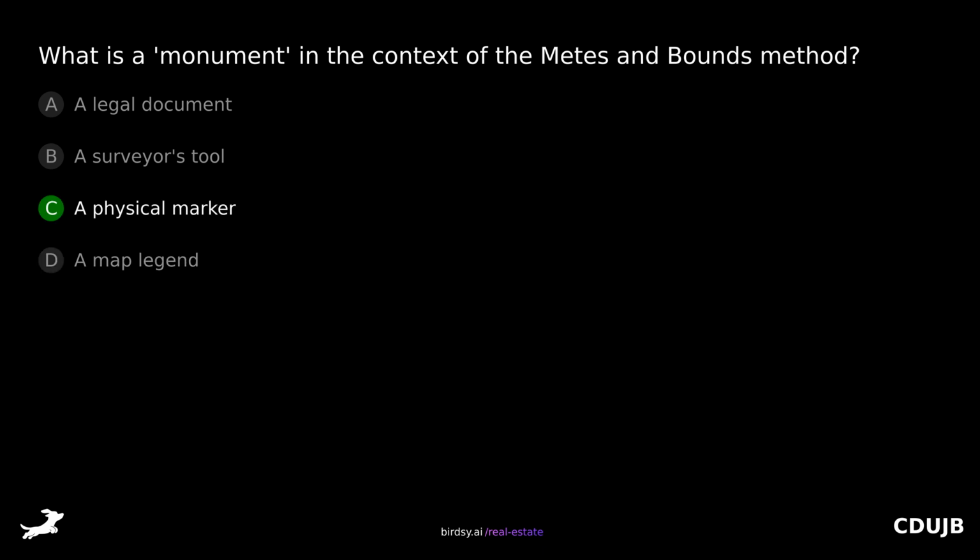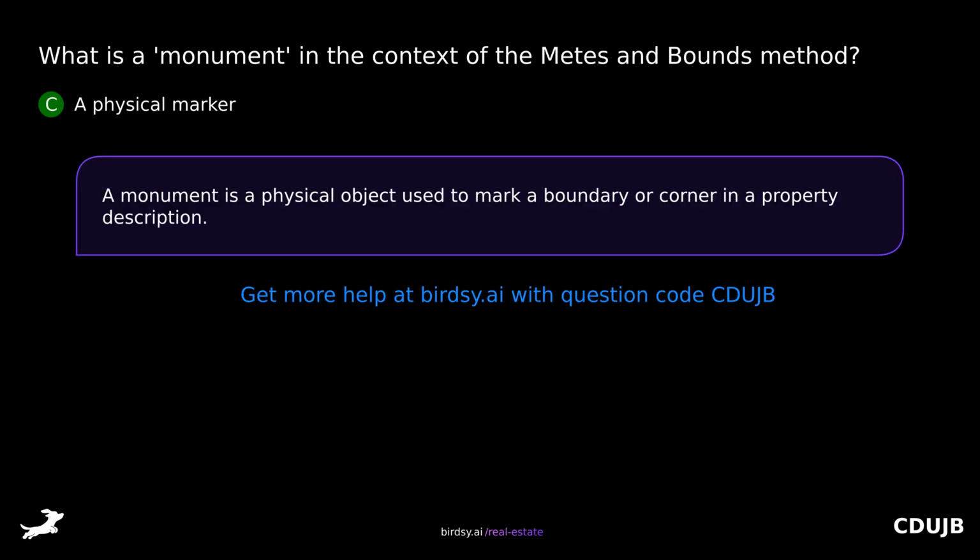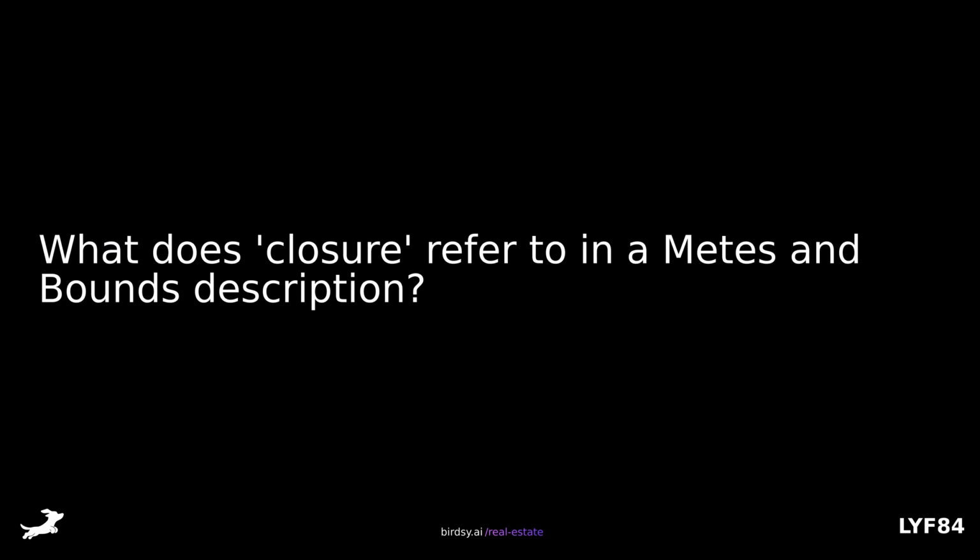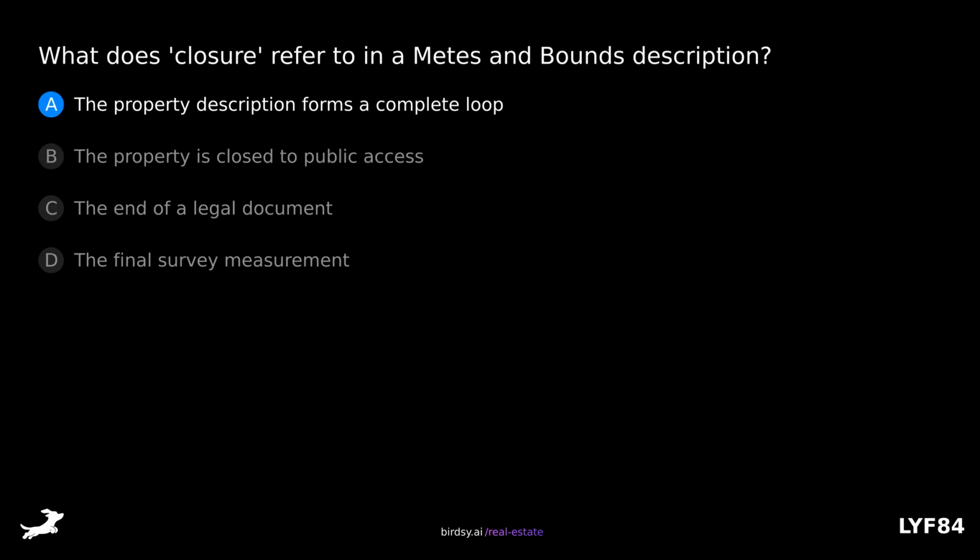The answer is C, a physical marker. A monument is a physical object used to mark a boundary or corner in a property description. What does closure refer to in a metes and bounds description? Is it A, the property description forms a complete loop, B, the property is closed to public access, C, the end of a legal document, or D, the final survey measurement?